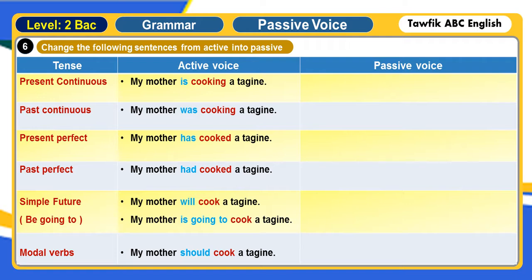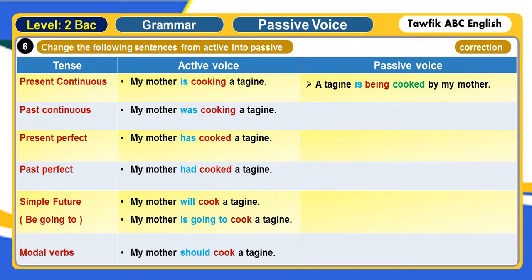فهاد الشارت هذا غيشرح لنا كيفاش ولا غيلخص لنا كاع جميع العمليات ديال الباسيف فويس اللي غادي تكون ولا جميع التنسز يعني درنا simple past ودرنا simple present. دابا غنشوفو present continuous, past continuous, present perfect, past perfect, simple future and modal verbs. So for present continuous, my mother is cooking a tagine. It's correct. So we say a tagine is being cooked by my mother.